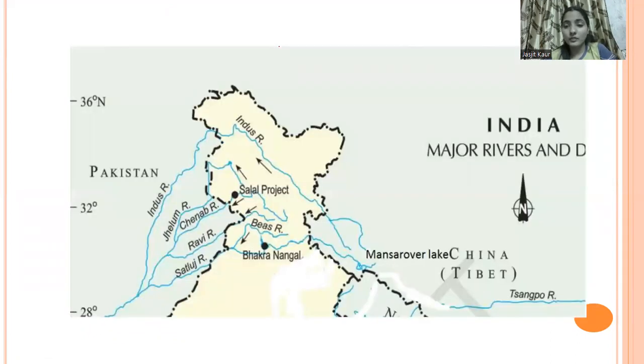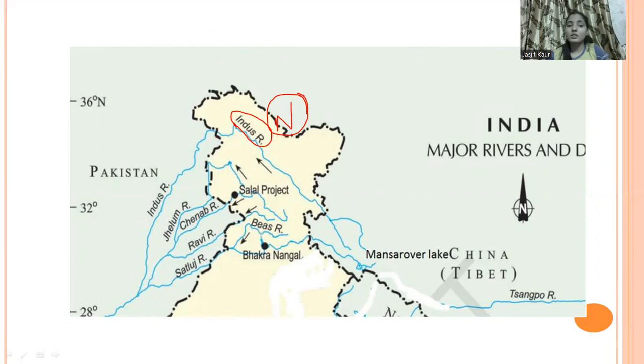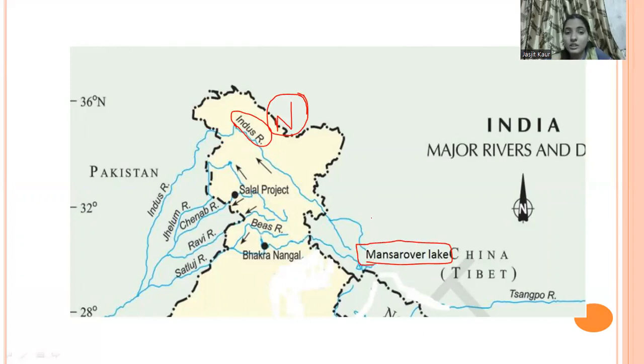So now, first, tell me which river this map shows. Yes, it's the Indus River, and it is located in which direction, students? Yes, it is located in the north. And what else will you be able to observe here? Yes, its different tributaries and distributaries. Very good, students. And also Mansarovar Lake in Tibet, where it originates. Yes, very good. So these are the different things being shown in this map.